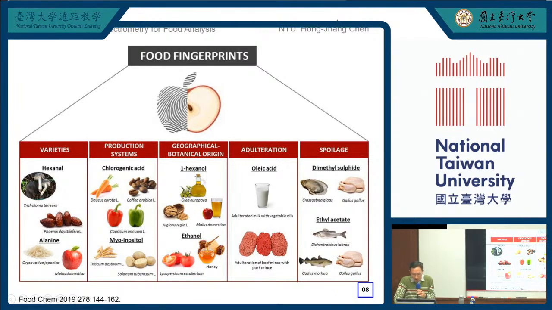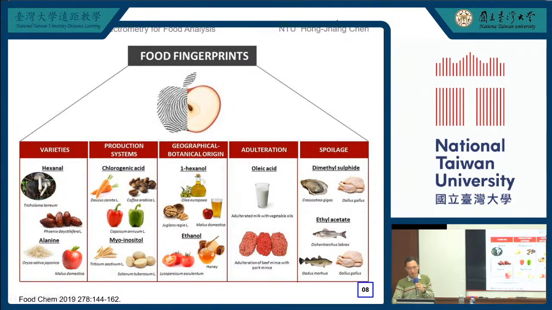For example, we can use oleic acid to identify whether vegetable oil is adulterated in milk or not. We can use 1-hexanol to evaluate the drink, the oil. And we can also use chlorogenic acid to determine whether there is carrot or not. But is that true? I'm not sure.